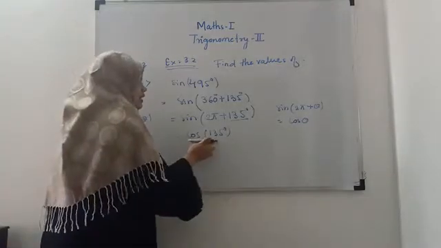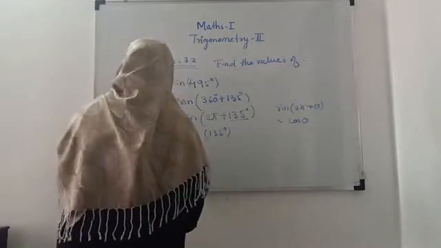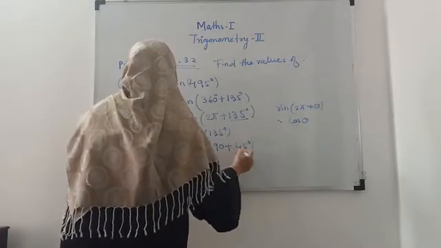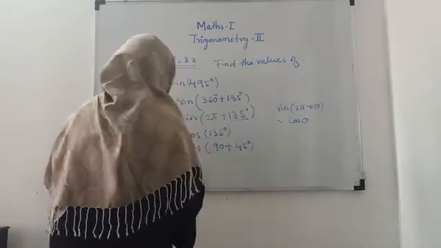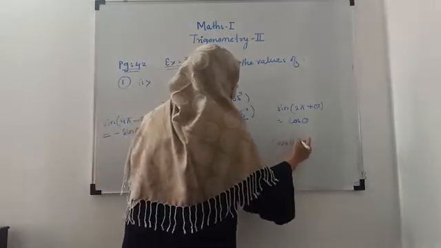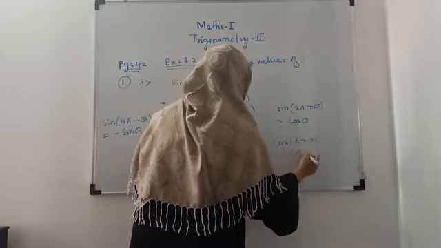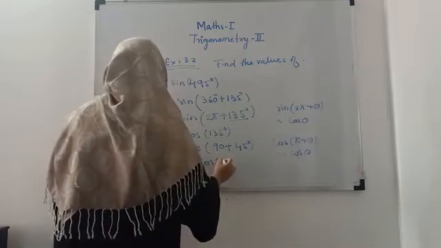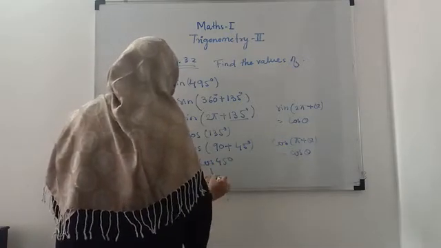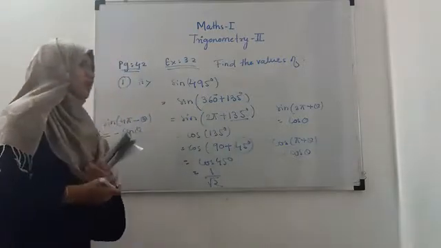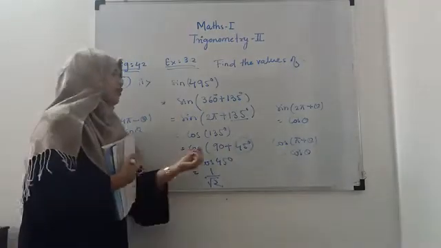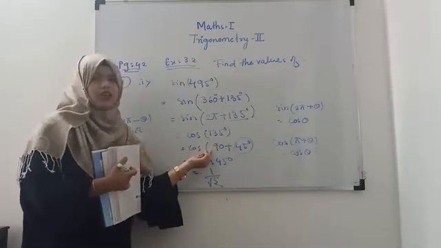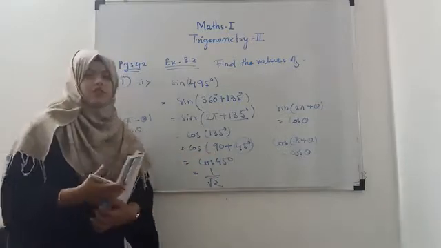So what we'll do, we'll split this. So this will become cos of 90 plus 45. Cos of 90 plus 45. Cos of pi by 2 plus theta is equal to minus sin theta. So this is equal to minus sin 45 degree, which is equal to 1 upon root 2. Here theta is 45 degree. If you don't know the formula for cos of 90 plus 45, just split it: cos A cos B minus sin A sin B. You will get the answer 1 upon root 2.